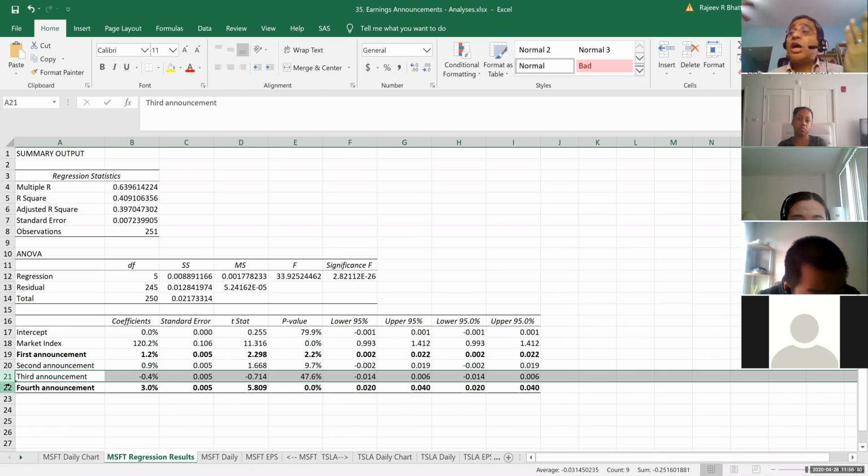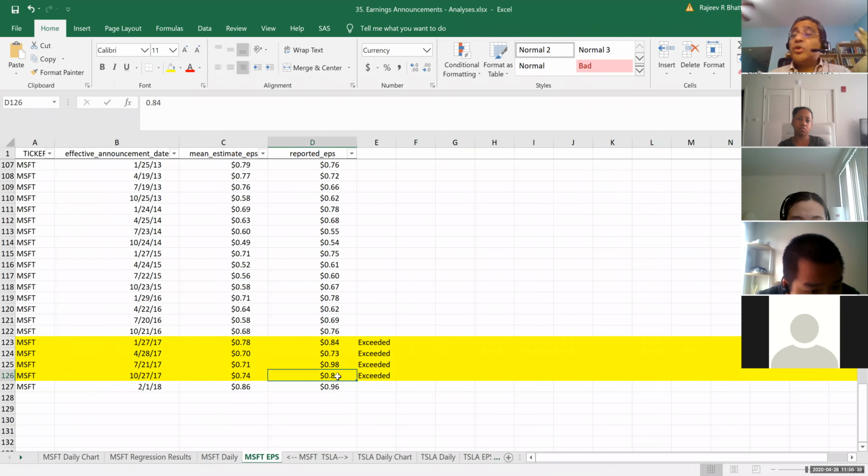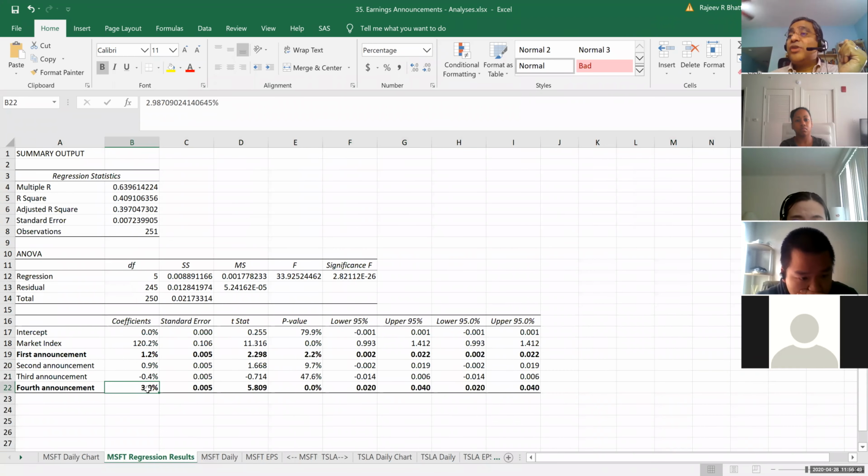Is Microsoft stock efficient? Well, we have to question that, right? And finally, what is the fourth one? The fourth one is a 10 cents per share expectation, 10 cents per share exceeding the analysts' mean estimate, and the regression results are 3% of that abnormal return, which is also statistically significant because the p-value is only 0.